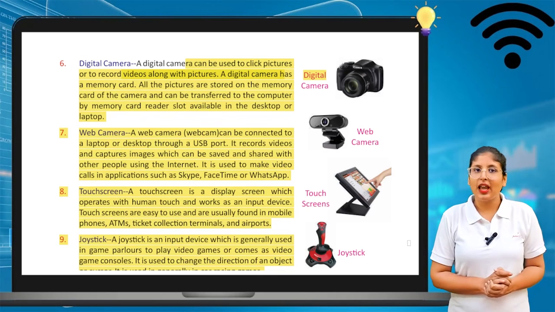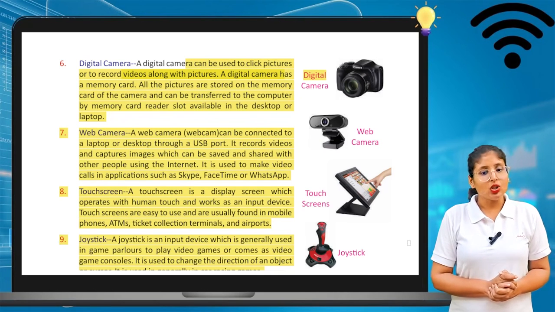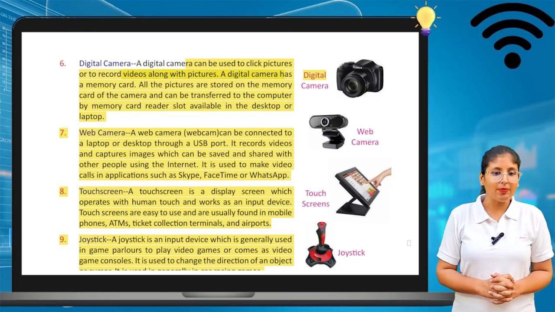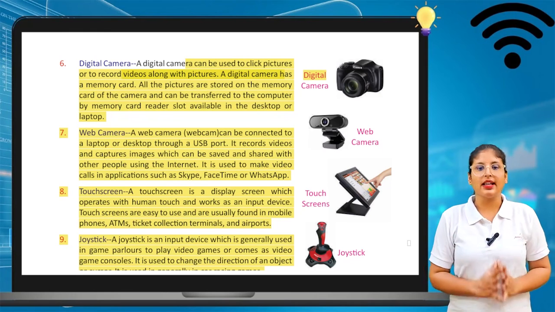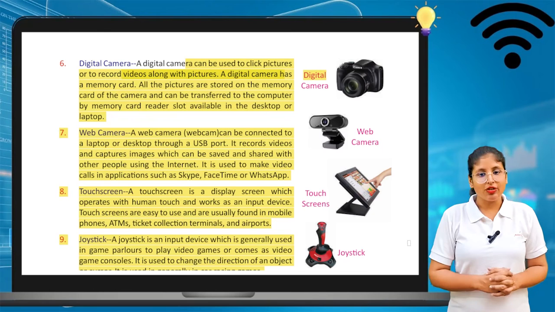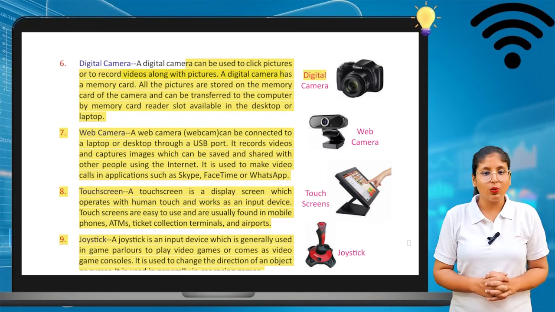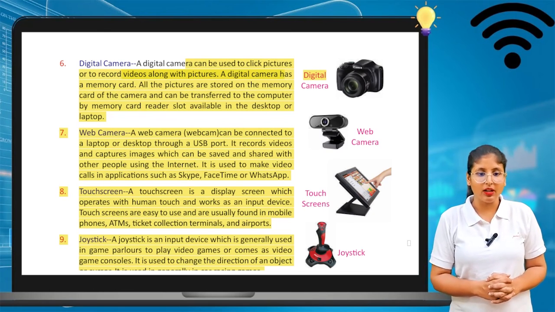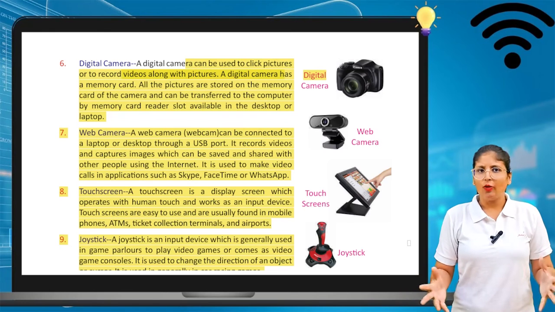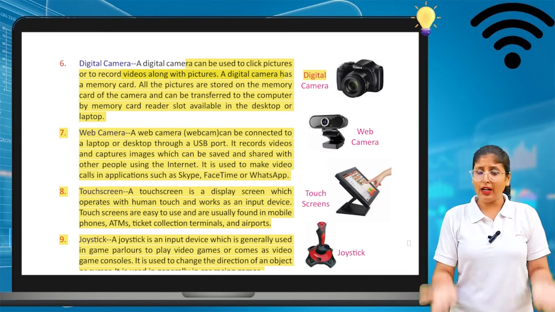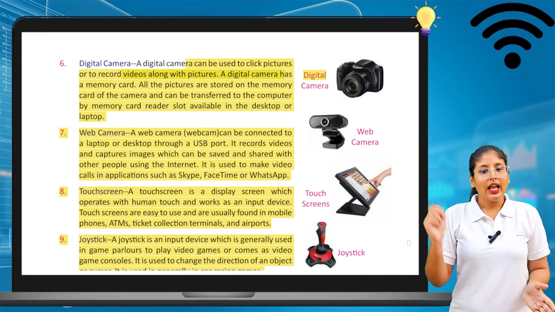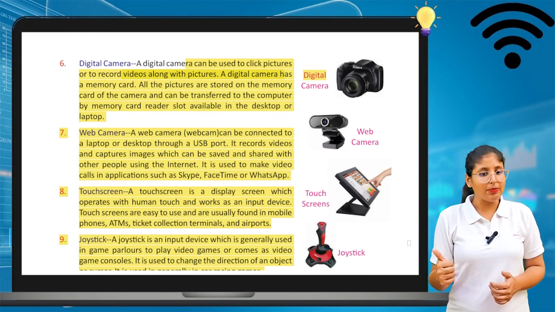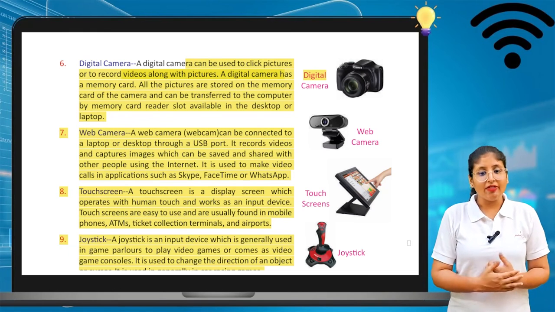Next, seventh, is the webcam. So what does a webcam do? A webcam can be connected to a laptop or desktop through a USB port. It records videos and captures images which can be saved and shared with other people using the internet. With the help of a webcam we can click photos and share them over the internet. It is used to make video calls in applications such as Skype, FaceTime or WhatsApp.